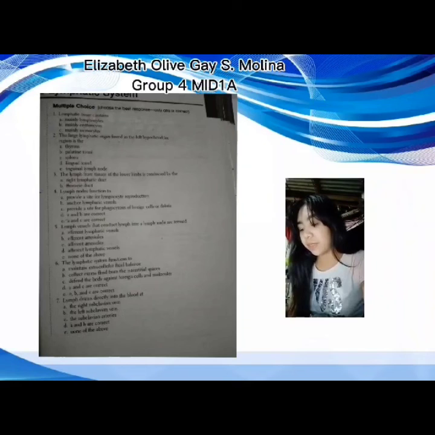Number 7. Lymph drains directly into the blood at: A. The right subclavian vein, B. The left subclavian vein, C. The subclavian arteries, D. A and B are correct, and E. None of the above. The answer is letter D.